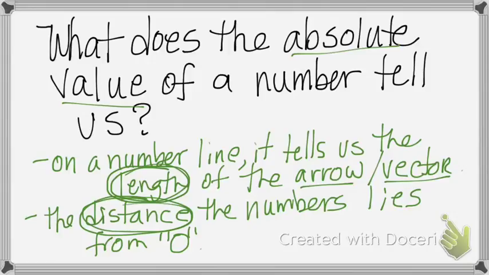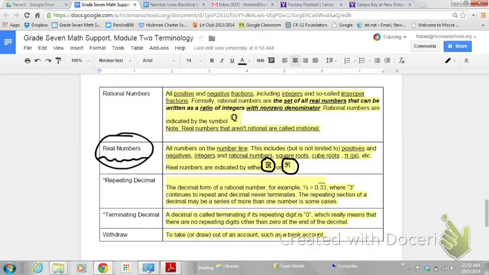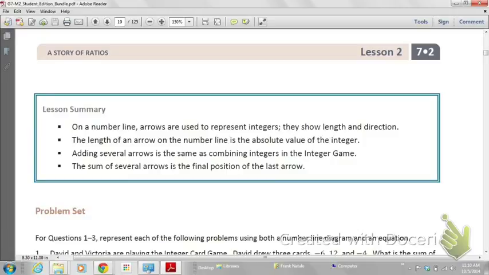Okay, so that's pretty much it from my end here. Maybe you guys have thought of some other things, and I'll probably think of some other things as soon as I shut this off. But let's go ahead. Here's our lesson summary. On a number line, arrows are used to represent integers. They show length and direction.